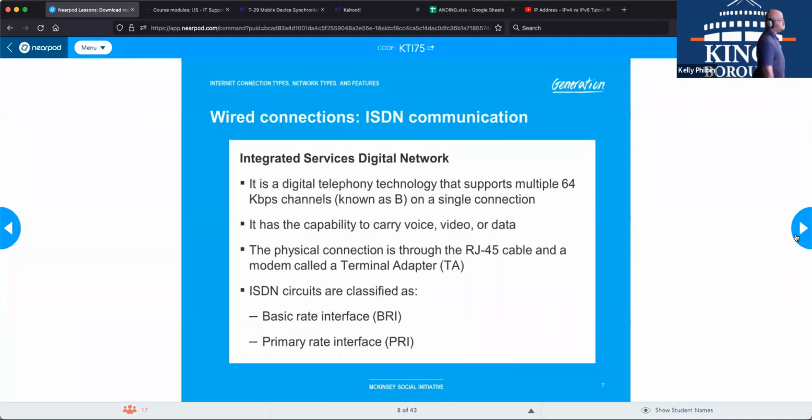So that is POTS. Then we have ISDN, or Integrated Services Digital Network. It was a digital telephone technology that supported multiple 64 kilobits per second channels on a single connection, which was nice. It had the capability of carrying voice, digital, and data. It utilized an RJ45, the more modern rectangular connector that can have up to 8 pins, and a modem that was called a terminal adapter.